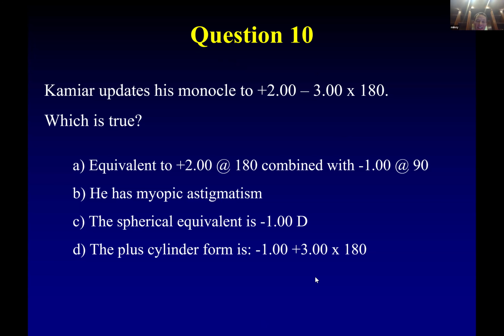Okay, the answer is A. And I think maybe I caught a couple people out there, so let's go through this one. I have a single lens, +2 -3 axis 180, and I've given you a bunch of things about it, and I want to know which one's true. This is where you have a minute to do this, so you have to be quick at getting these sort of characteristics out.